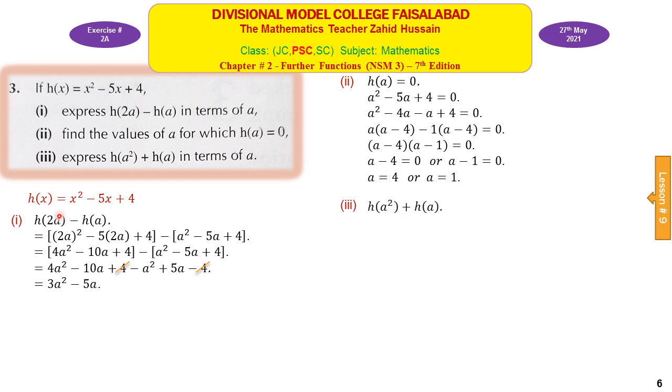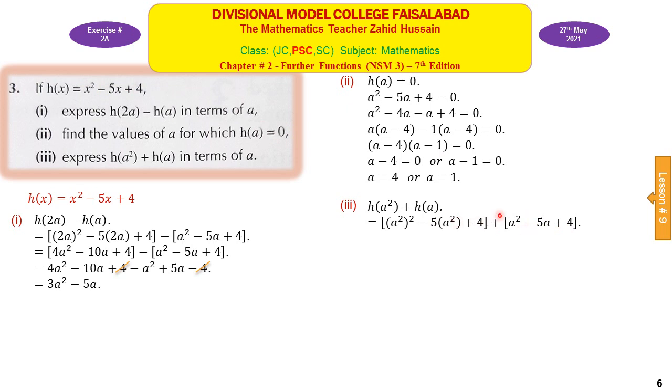Third part is same as this first part. The only difference is that there is the addition of two expressions. The expression when x is replaced by a square in this function and the expression when x is replaced by a. So when you replace x by a square, we will get the square of a square minus 5a square plus 4, because in this expression we have to replace x with a square, and then plus h of a, that is second time we will replace x with a square minus 5a plus 4.